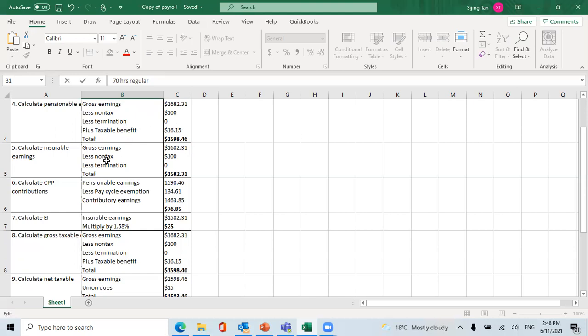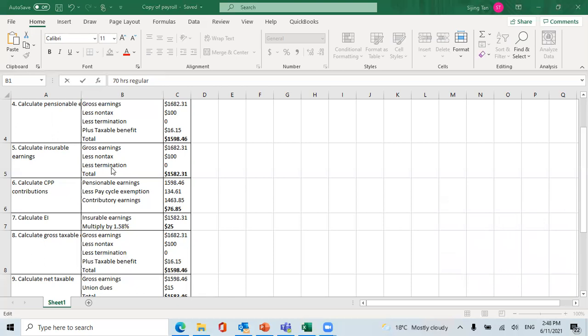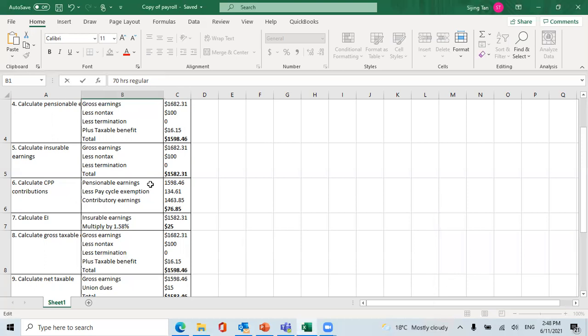Now we go to insurable earning. We start with our gross earning again. We less the non-taxable allowance, $100 for the safety shoe. We less the termination, which is 0. And then for insurable earnings, we never need to add back taxable benefits. So we came up with $1,582.31 for insurable earning. Now we calculate the CPP.